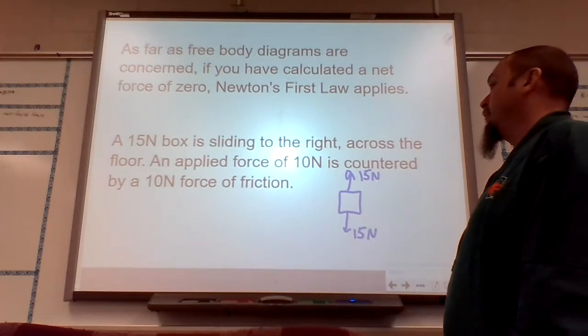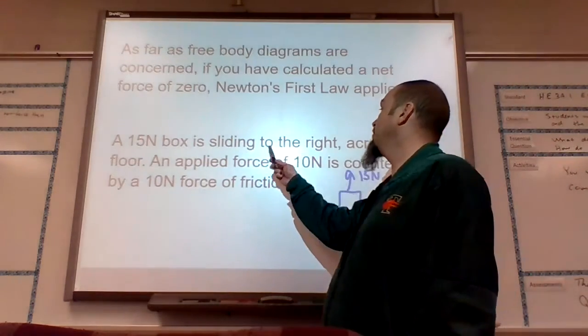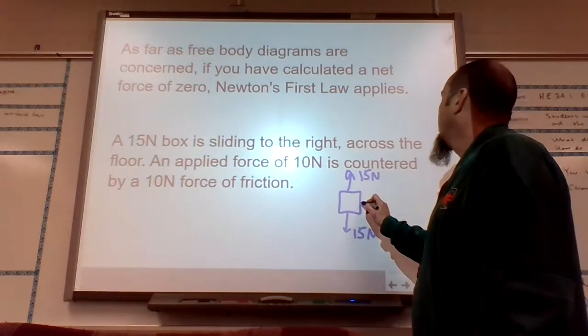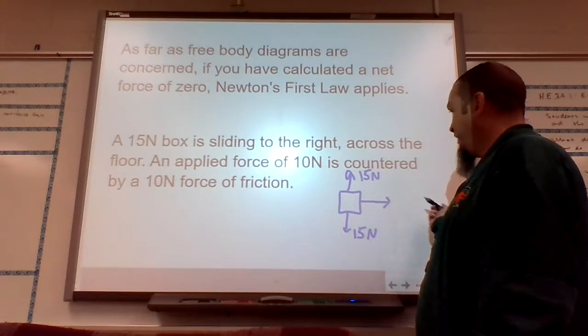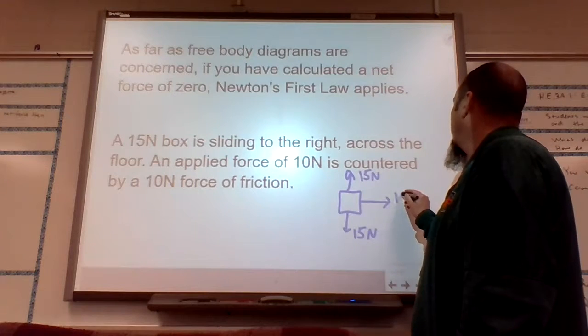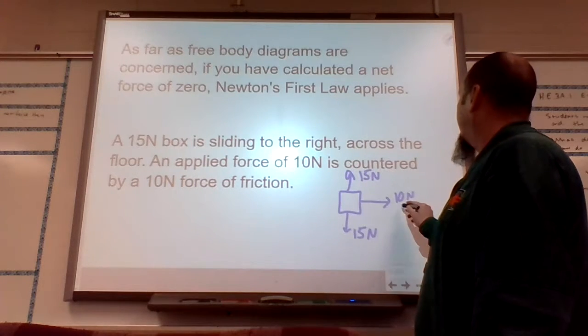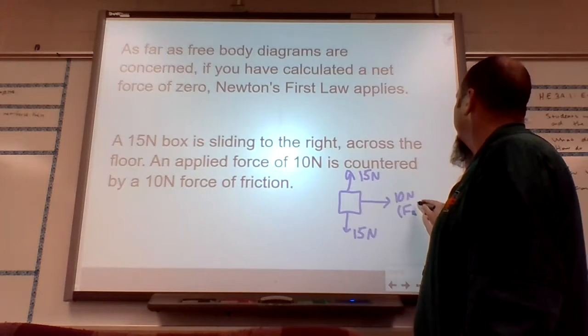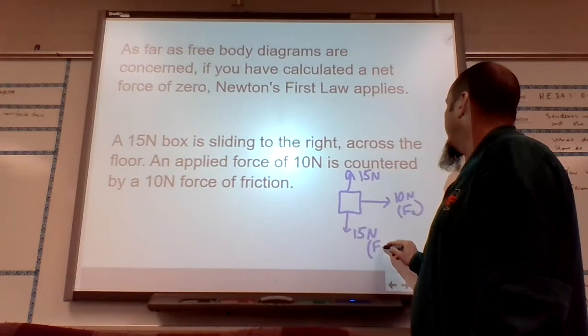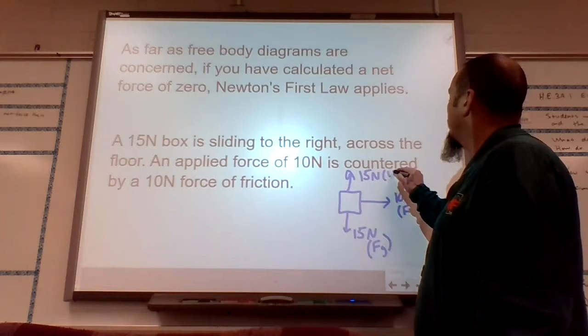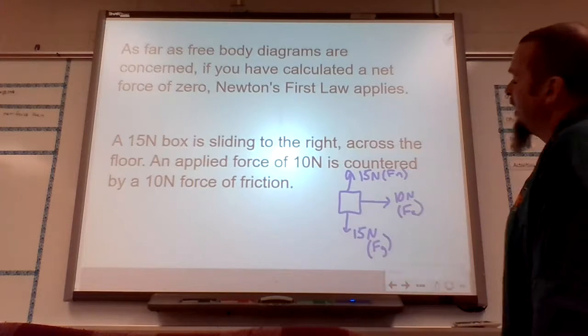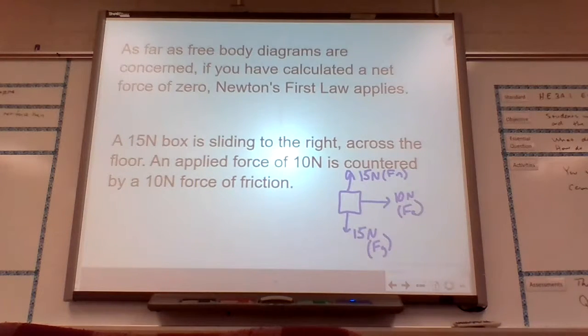We have an applied force. Okay, it is sliding to the right. That means it's moving to the right. So my applied force has to be in that same direction, the same direction as its motion. So that's FA. Let's go ahead and label these for practice. That's force of gravity. That's normal force. And again, the applied force is what's keeping it moving. It's moving to the right, so the applied force is to the right. It's in the direction that it's moving. Applied force is always in the same direction that the object is moving.